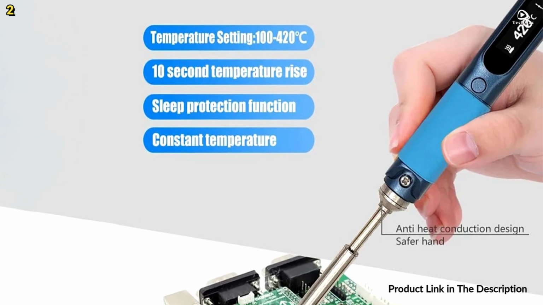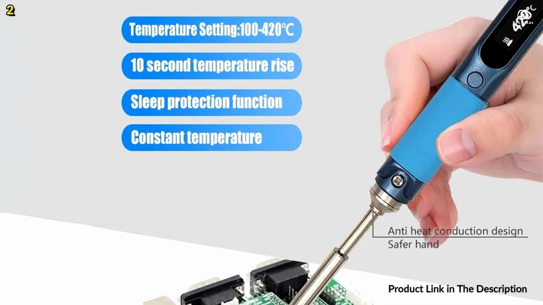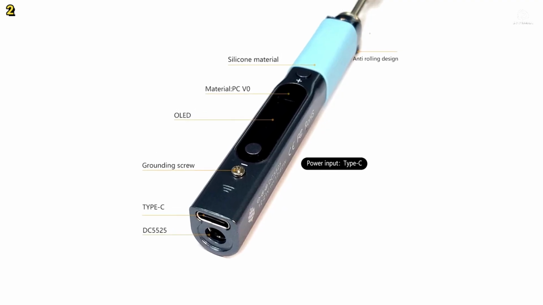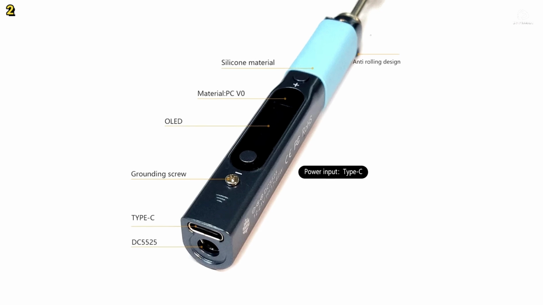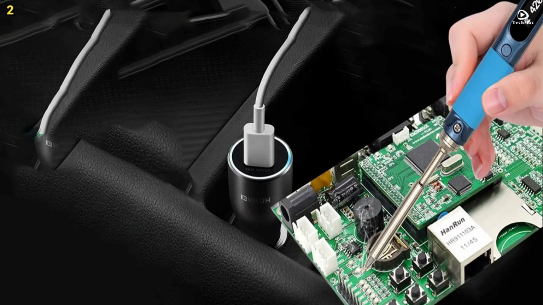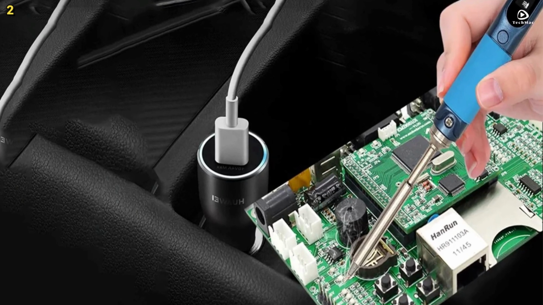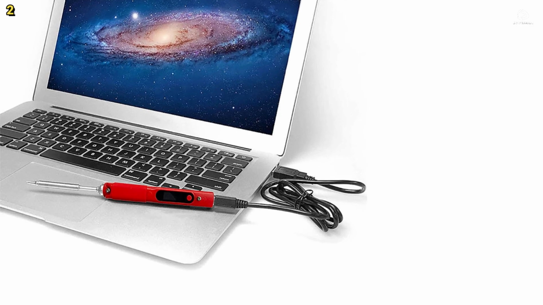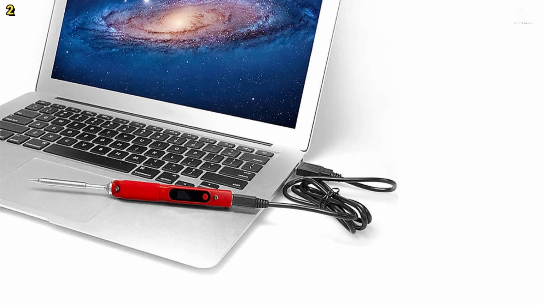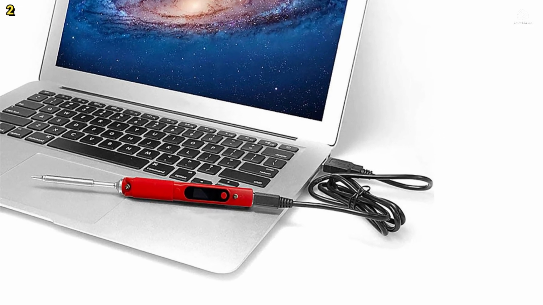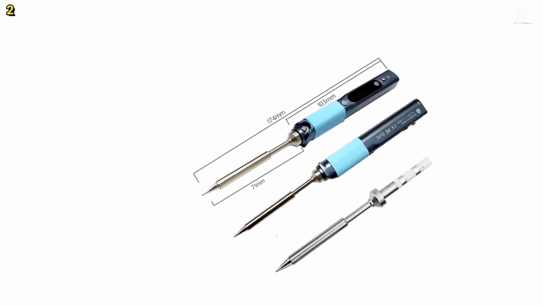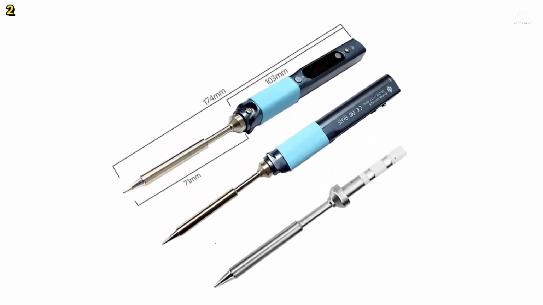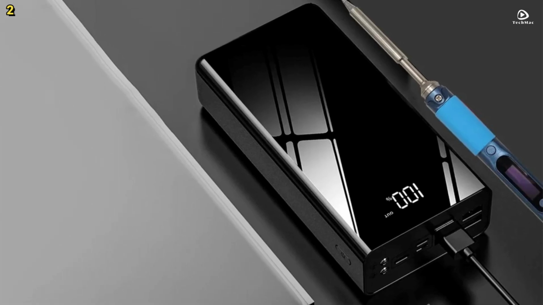It works with USB Type-C, using Power Delivery 3.0 or Quick Charge 3.0, and also accepts a direct current 5525 barrel jack connection. This flexibility makes it easy to power using a wall charger, power bank, or car adapter. For safety, the Pinecil features automatic standby mode after 50 seconds of inactivity and a cool-down function that reduces the temperature when idle, protecting both your workspace and the iron itself.